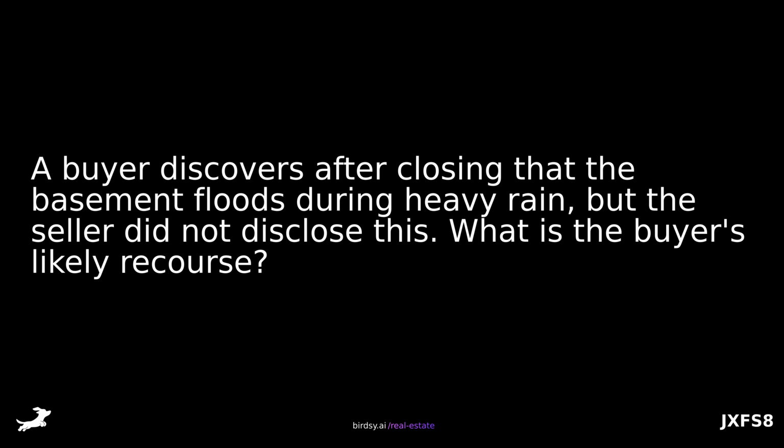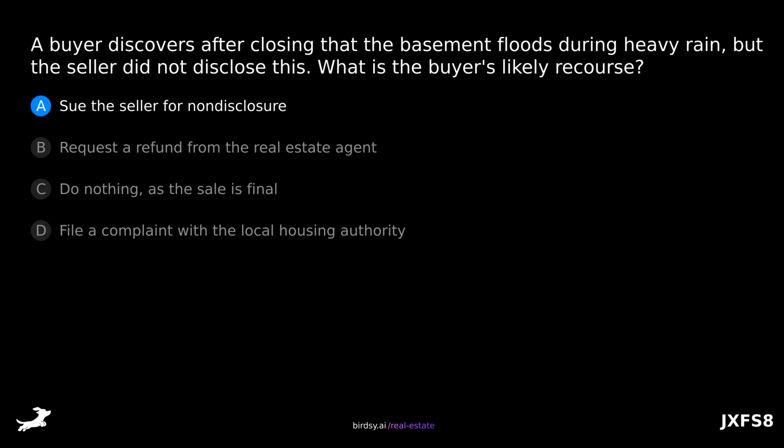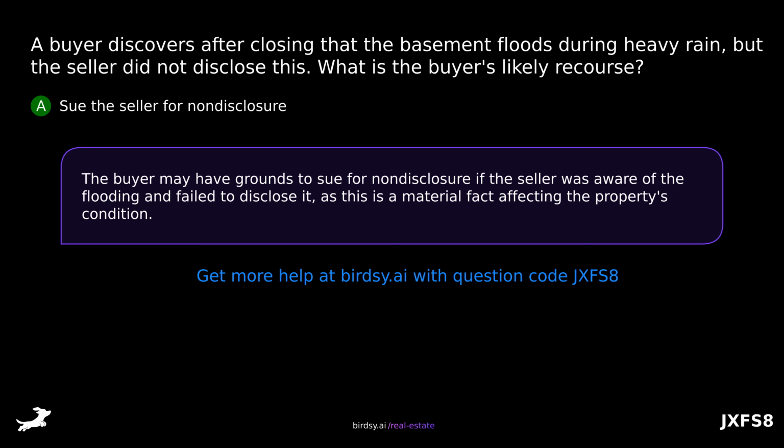A buyer discovers after closing that the basement floods during heavy rain, but the seller did not disclose this. What is the buyer's likely recourse? Is it A, sue the seller for non-disclosure? B, request a refund from the real estate agent? C, do nothing as the sale is final? Or D, file a complaint with the local housing authority? The answer is A, sue the seller for non-disclosure. The buyer may have grounds to sue for non-disclosure if the seller was aware of the flooding and failed to disclose it, as this is a material fact affecting the property's condition.